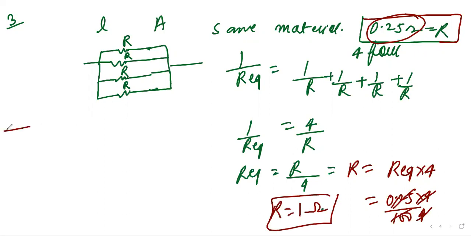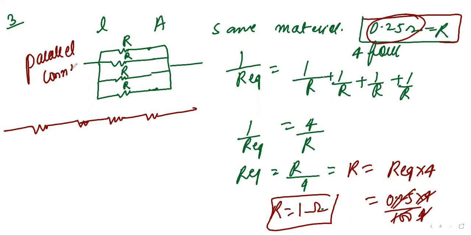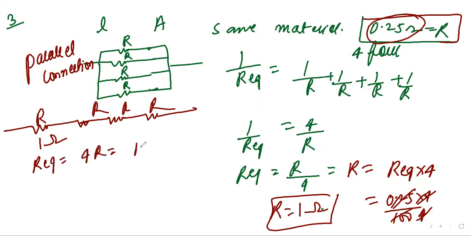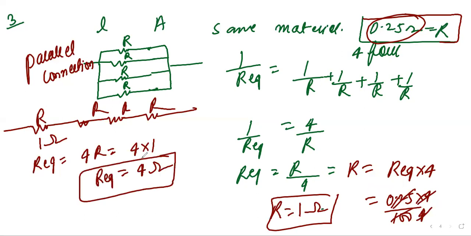Now they are connected in series. So the series connection will be like this. So this is your parallel connection. This is your series. So it is R, R, R, R, and each value is 1 ohm. So R equivalent will be 4R. So it is 4 into 1. So it will become 4 ohm. So in series, the resistance value is more than in parallel, right? So please write it down.